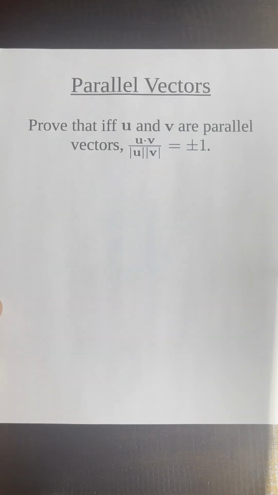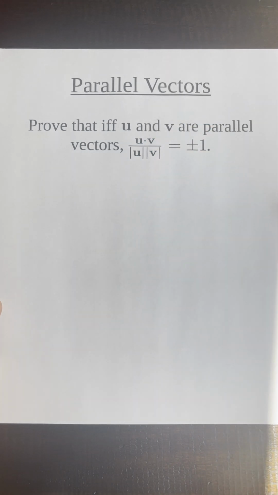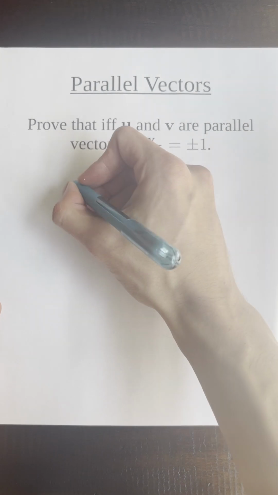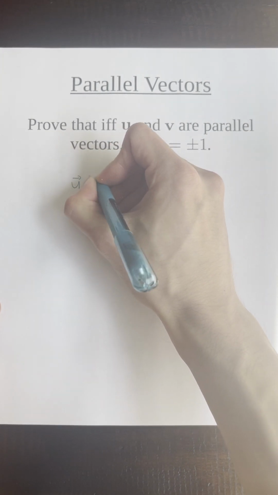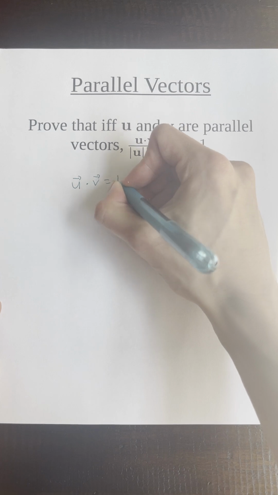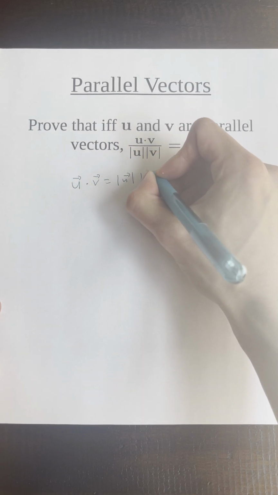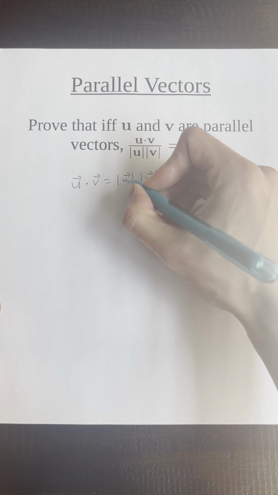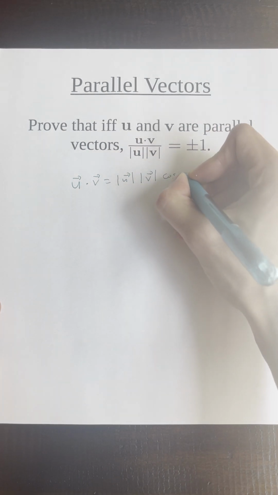What identity involving the dot product and the product of the magnitudes does this equation look similar to? So it looks similar to: dot product is equal to product of magnitudes times cosine theta.